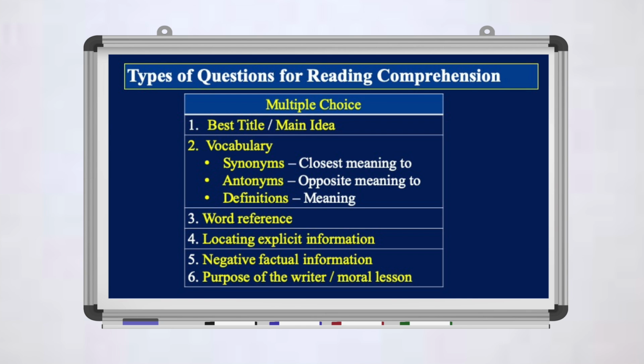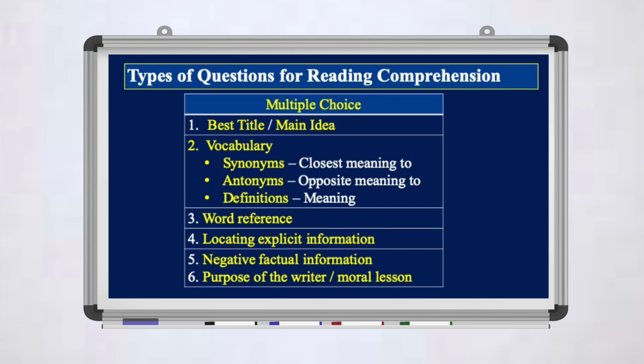Number two, we have the vocabulary. It will come in any of these three questions. It will ask you about synonyms, meaning give us the closest meaning to a certain word. Antonyms, the opposite meaning of a certain word. And then we have the definition. What is the meaning or the exact meaning of a word?